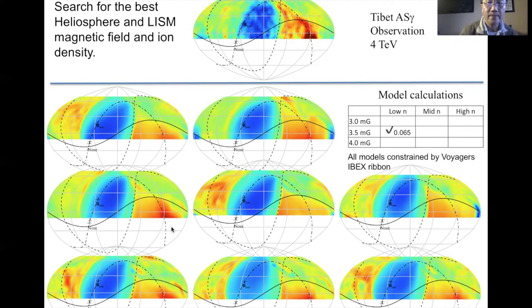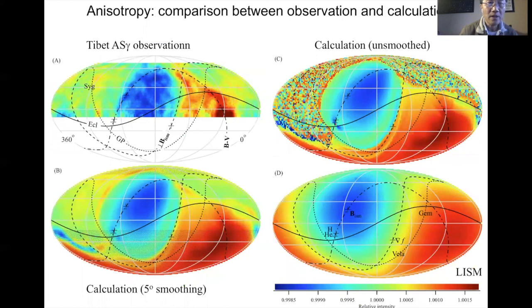Here is the anisotropy of cosmic rays originally in the local interstellar medium. This pattern is almost a dipole anti-parallel along the magnetic field direction. And this interstellar anisotropy map, after being distorted by the heliospheric magnetic field, would look like this pattern. In part of the sky, you see there are large fluctuations of anisotropies.